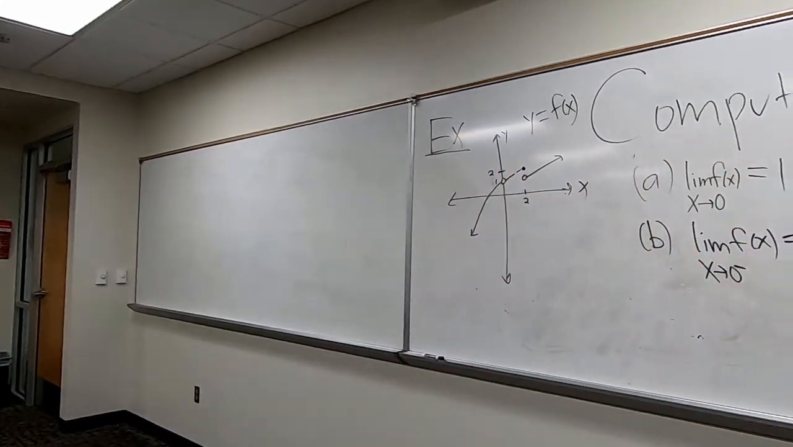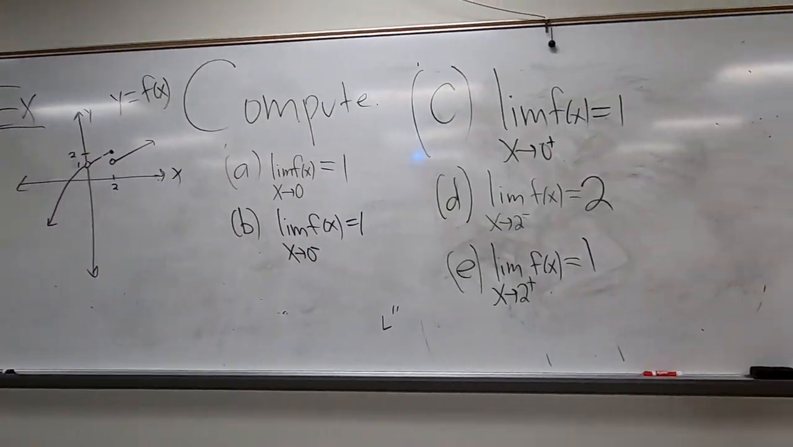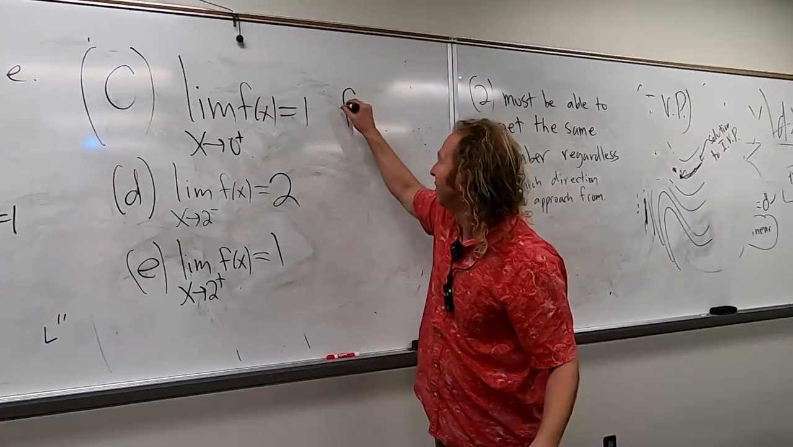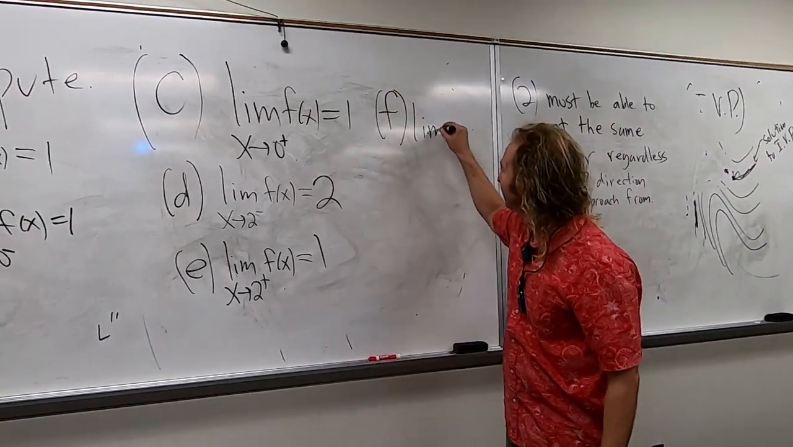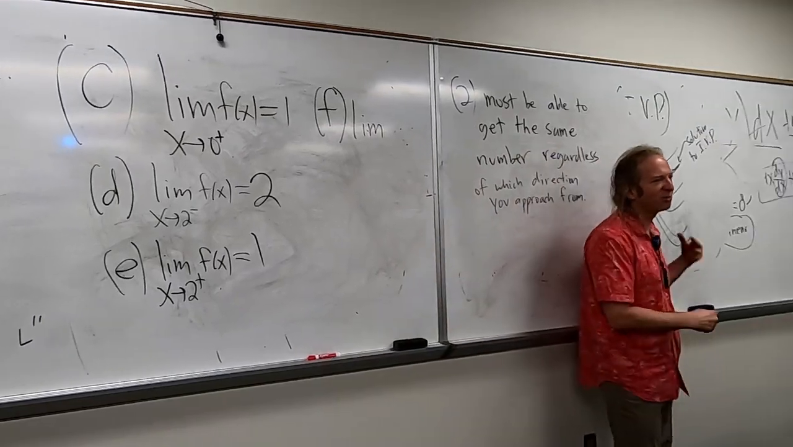Beautiful stuff. A, B, C, D, E, F. Let's take the limit. Any questions? It's supposed to be confusing.